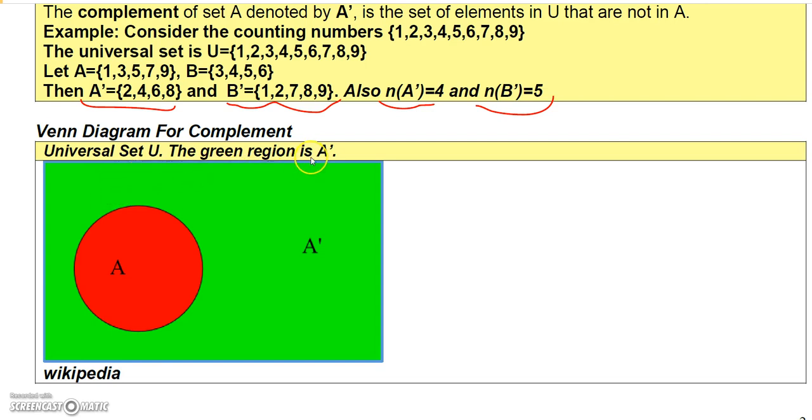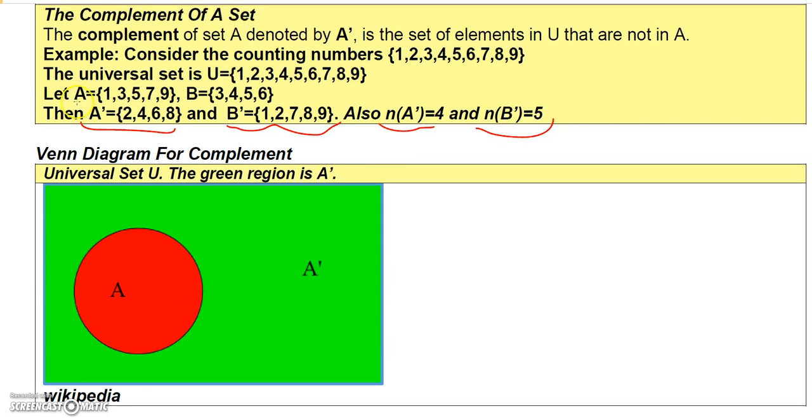So let's say this set here that's red represents all the elements in set A. Then notice the green shaded region would be A prime, all the elements that are in the universal set but are not in A. In the next video we'll look at some applications of these set notations.